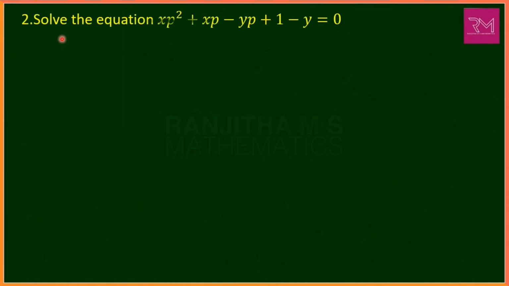Here is a second problem. Solve the equation xp square plus xp minus yp plus 1 minus y, which is equal to 0.